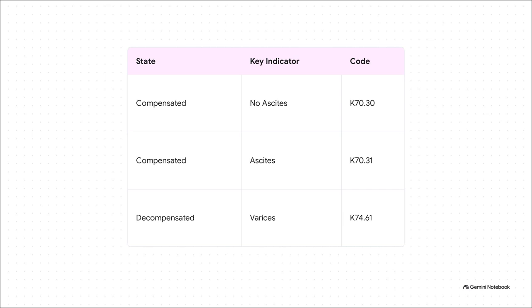Now, if the record documents cirrhosis without specifying if it's compensated or decompensated, you've got to use K74.60. But what if the liver completely fails to compensate? That's when we look at K74.61, decompensated cirrhosis. You'll know to pull this code when you see some truly horrific secondary complications in the chart, things like esophageal varices, which are swollen, bursting veins in the throat, or hepatic encephalopathy, where toxins literally reach the brain and cause severe confusion. Those secondary complications drive you straight to the decompensated codes.